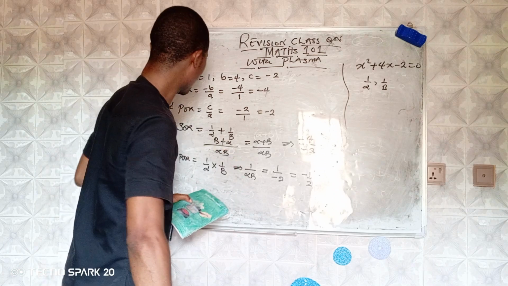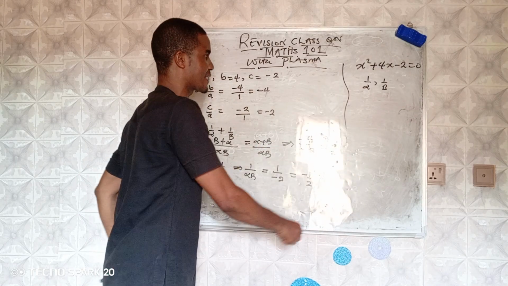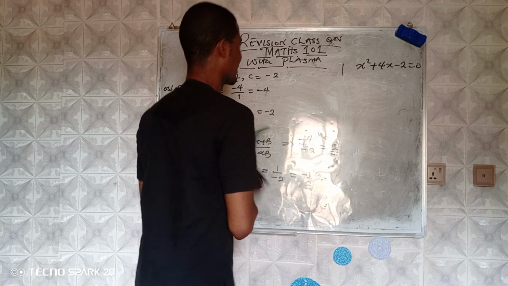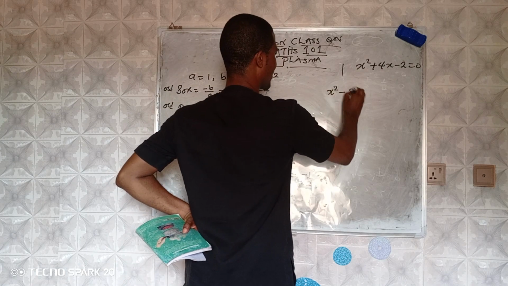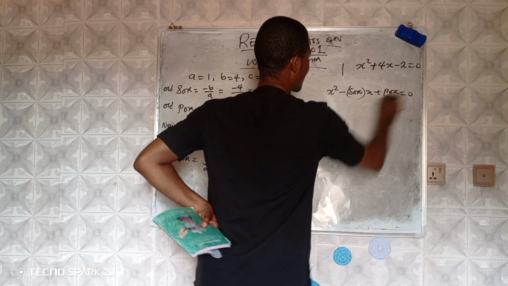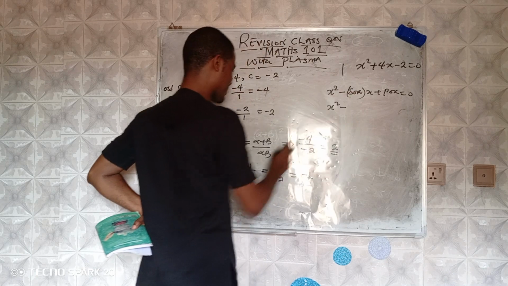Then what I'm going to form now is the equation that has this as its SOR and this as its POR. Remember that we have x squared minus SOR x plus POR equals 0. So my x squared minus, what is my SOR?